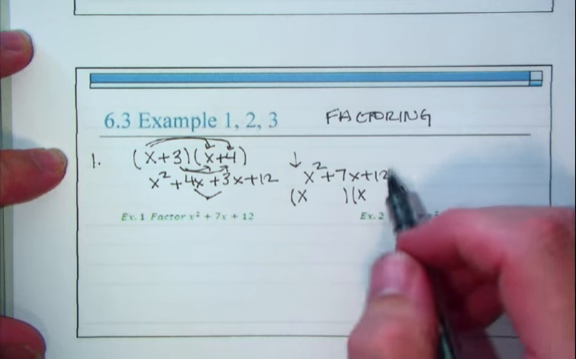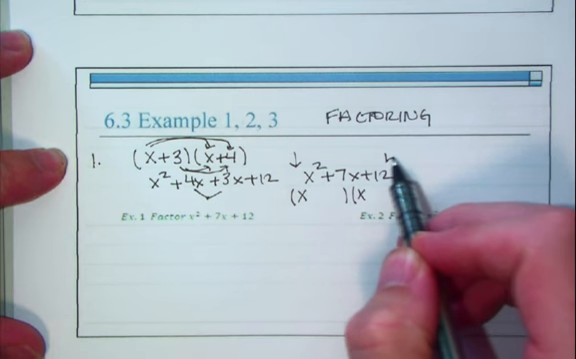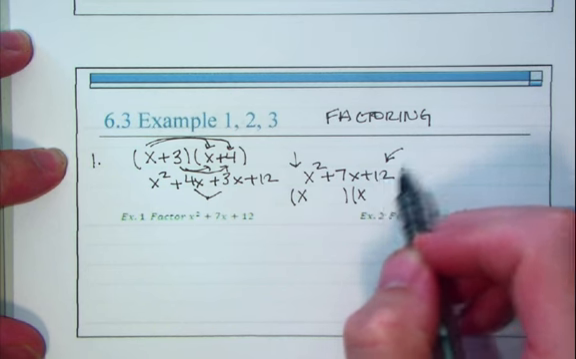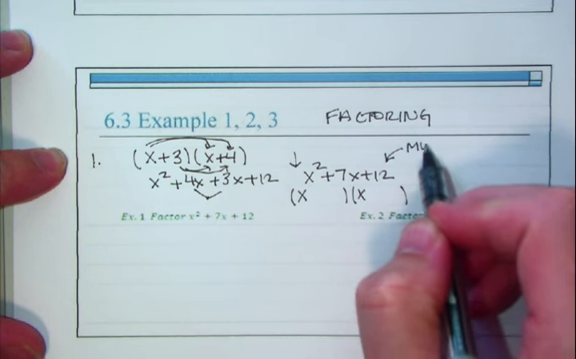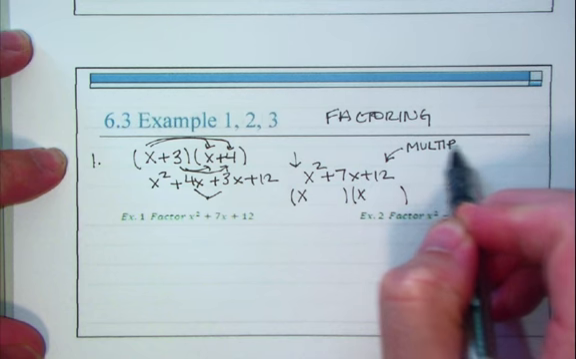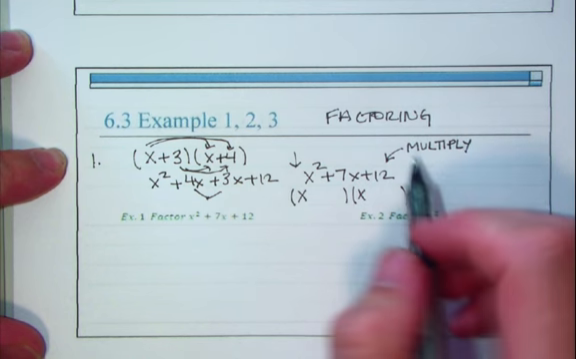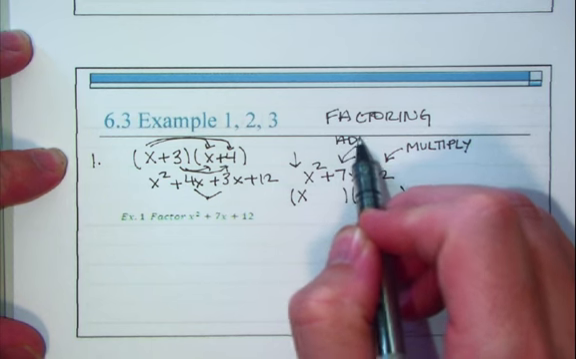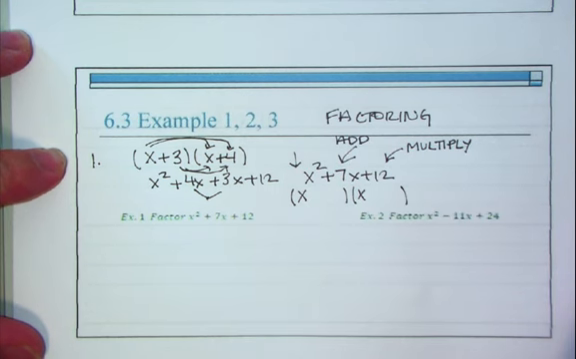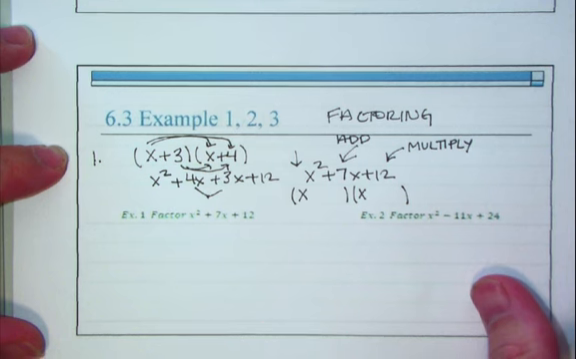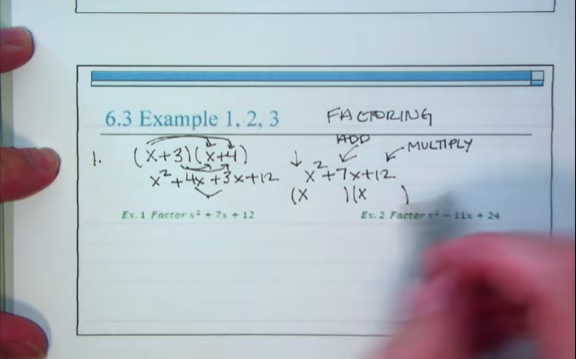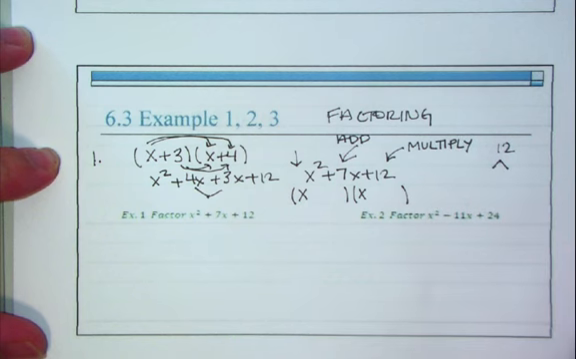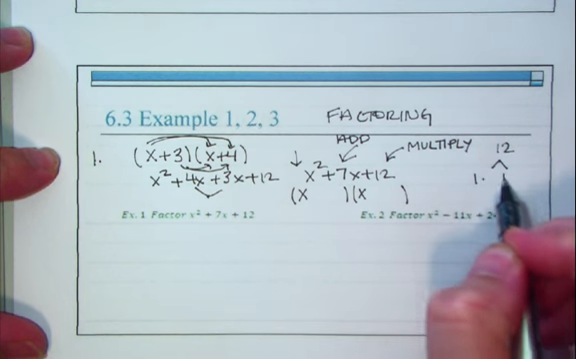Now here's the key. We've got to come up with two numbers that multiply to be 12, the last term. So they have to multiply to be this number, and they've got to add to be this number. And that's kind of the little riddle, the trick that we're trying to solve here. So the way that I like to do it is I like to write down 12 and list out the factors of 12. Well, there's always a 1 times 12.